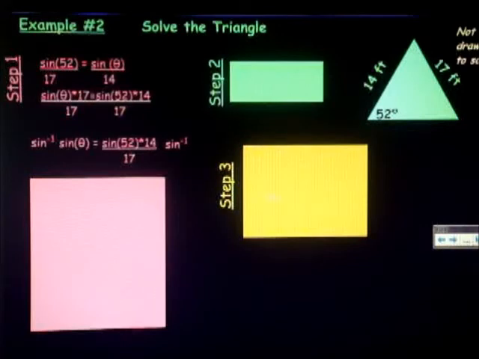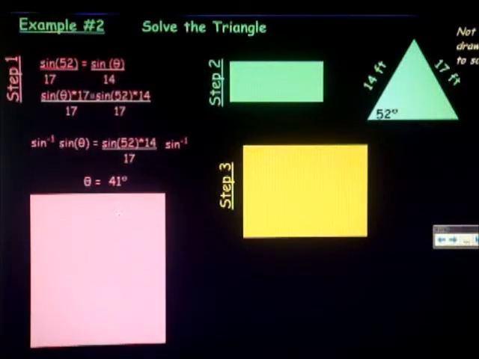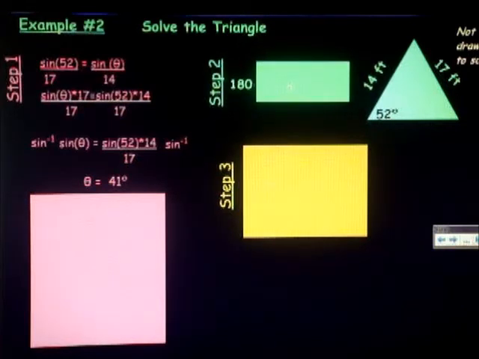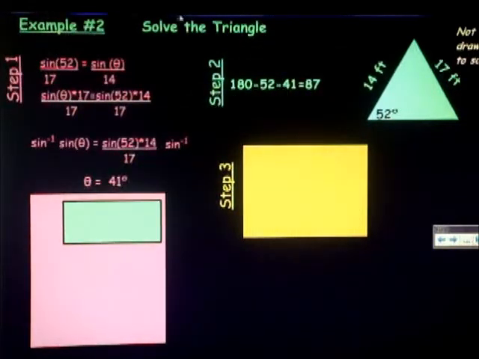Again, I'm probably going to need to talk to you a little bit about this in class, so don't get too stressed if you're not seeing what happens here. So what we're basically doing is dividing all the numbers out and inverse signing to get the angle of 41 degrees. So 41 degrees is the angle across from 14 feet. Now that I know two of the angles, if you notice step 2 looks a lot smaller. We just need to find the missing angle by doing 180 minus the two angles we know. That gives us an angle of 87 degrees.